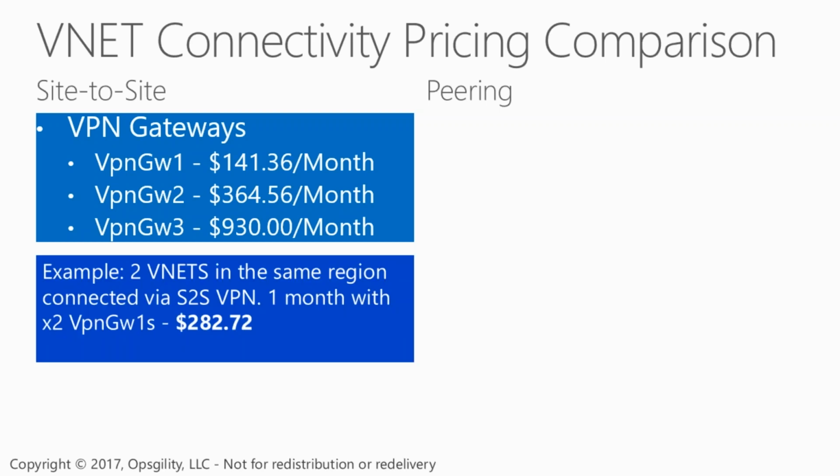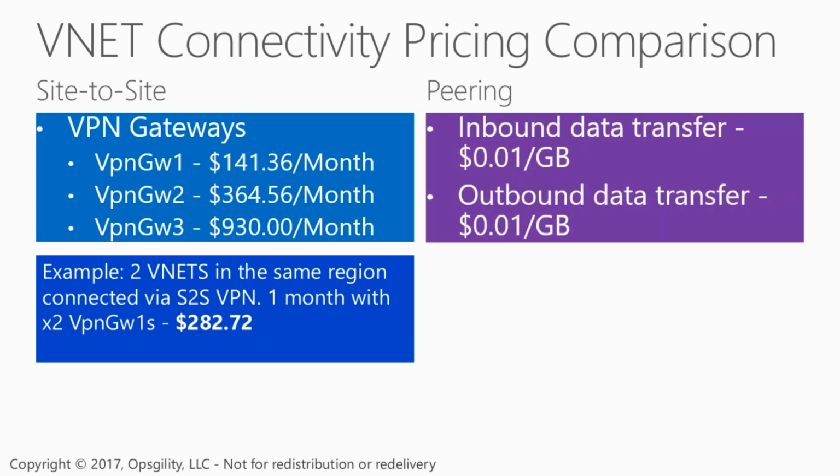So if we look at an example here, let's say I have 2 virtual networks in the same Azure region, and I'm connecting them via site-to-site VPN. The 1 month cost for that is going to be a little under $300 because I've deployed a VPN gateway in both of the virtual networks. Now, because they are in the same region, we're not going to be paying for bandwidth traversing that connection. They're in the same region, and we only pay for bandwidth in Azure when it is egressing or leaving an Azure region.